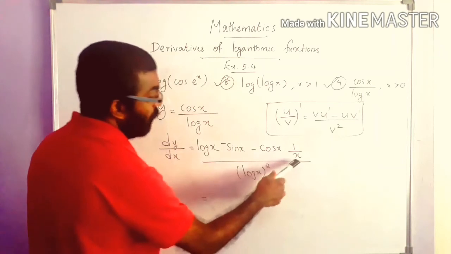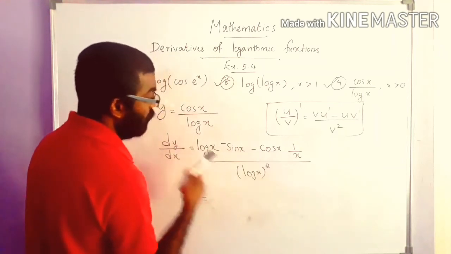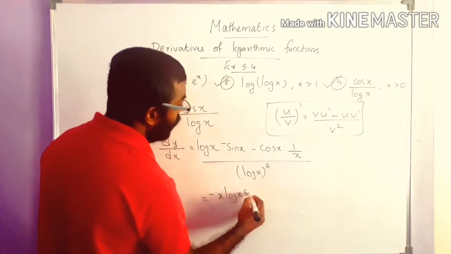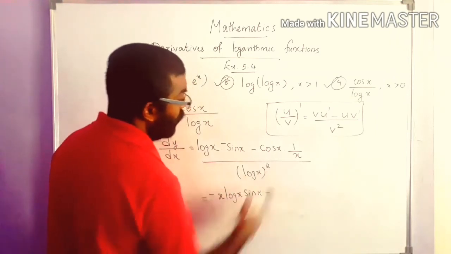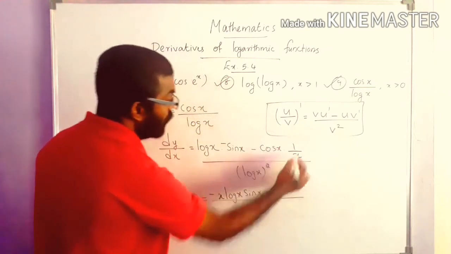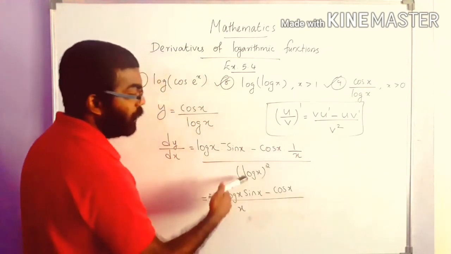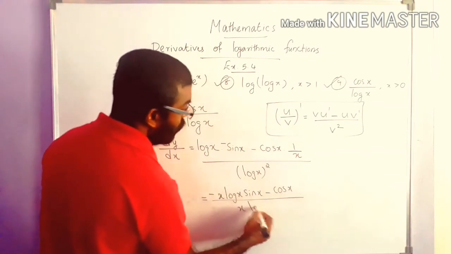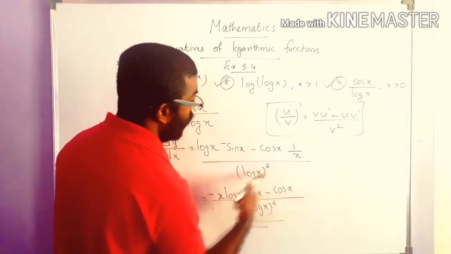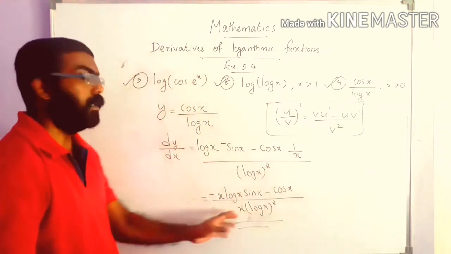Now we can cross multiply this x to the first term. So minus x log x into sin x minus cos x into 1 is cos x divided by this term x, and one more denominator term is there, log x the whole square. So x into log x the whole square. X and log x the whole square both are in the denominator.